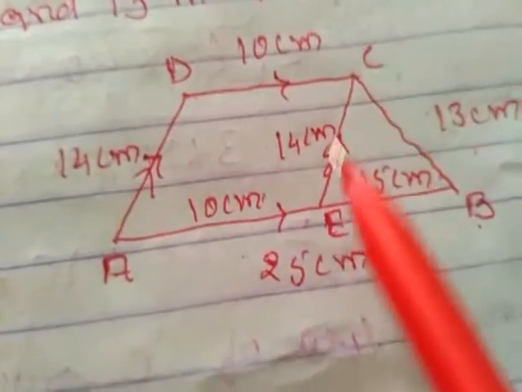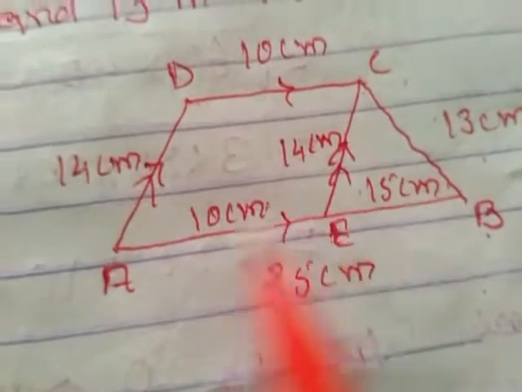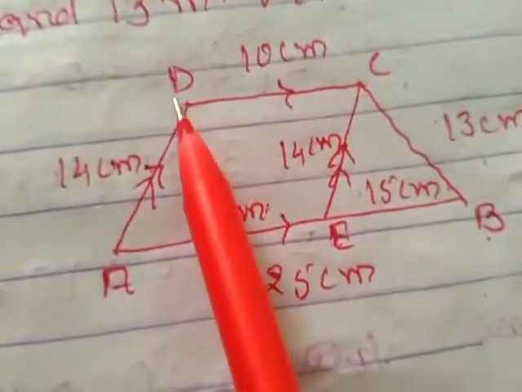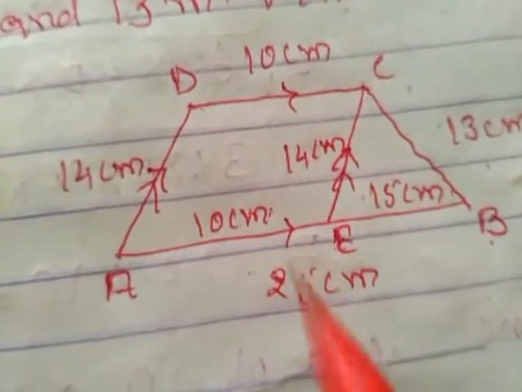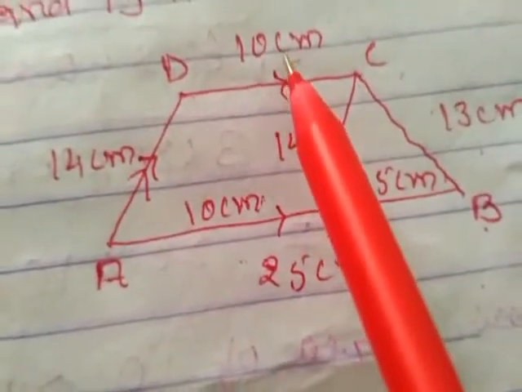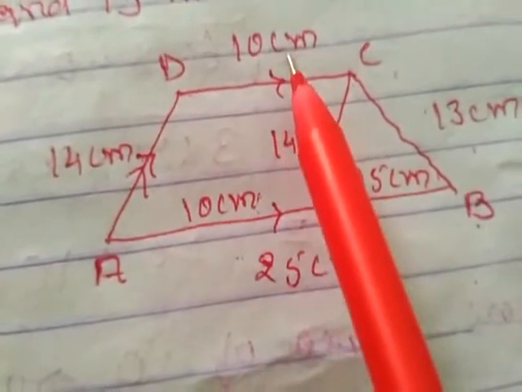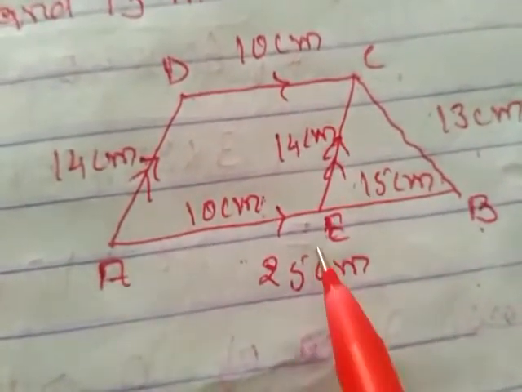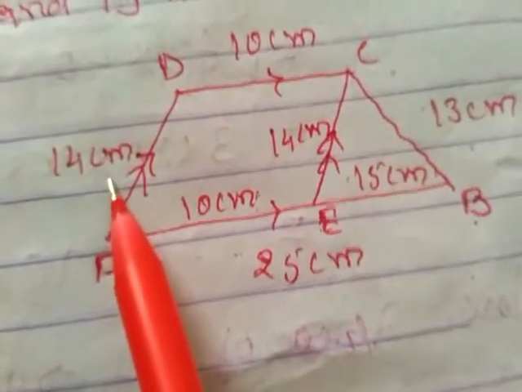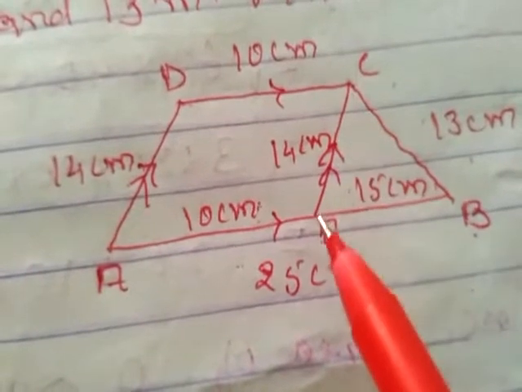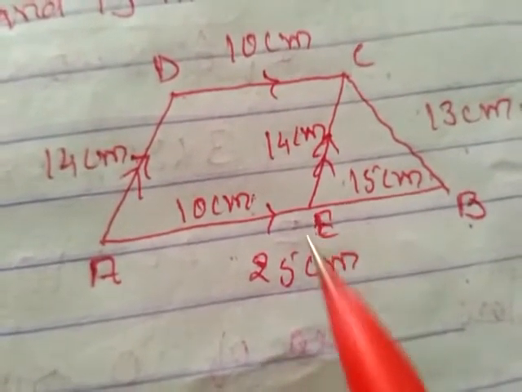So now DA is parallel to CE and DC was parallel to AE. So AECD becomes a parallelogram. And when it is a parallelogram, then its opposite sides must be equal. So when DC is 10 centimeter, then AE is also 10 centimeter. And when AD was 14 centimeter, then its opposite CE was also 14 centimeter.